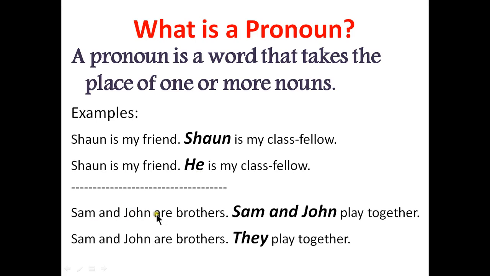Another example: Sam and John are brothers, Sam and John play together. Sam and John are brothers, they play together. So I am substituting Sam and John with a suitable pronoun, they. So this they is actually signifying Sam and John.